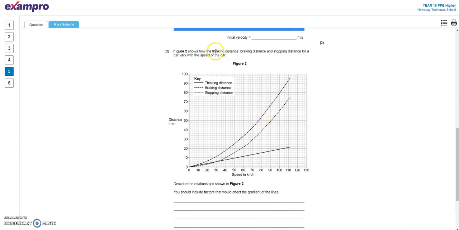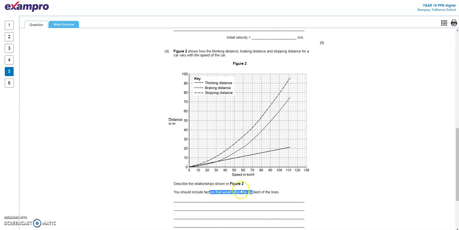So this graph shows thinking distance, braking distance, and stopping distance. So how are those three related? Forgetting about the graph, you should know that the stopping distance is the thinking distance plus the braking distance. And you can kind of see that this plus this gives you that. And it says, describe the relationship shown in figure 2. So you need to talk about the different patterns in the lines and how the three are related, and you should talk about factors that affect the lines.